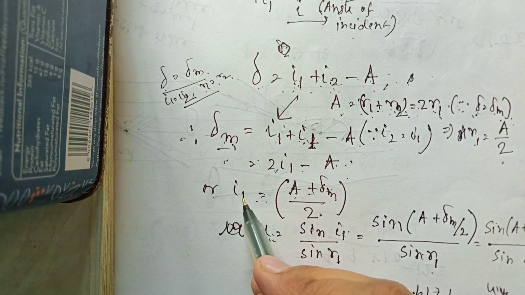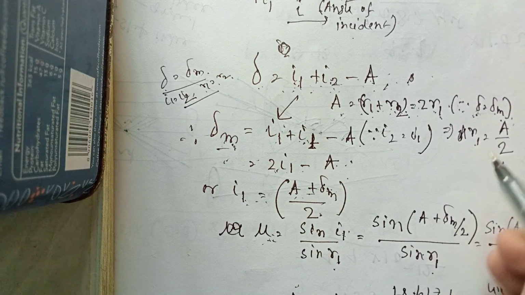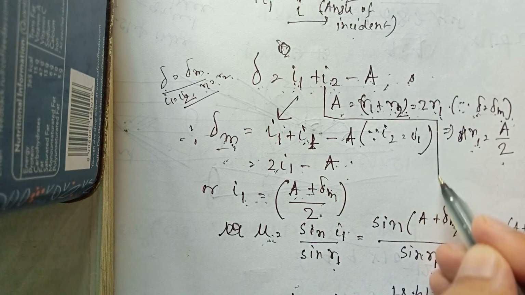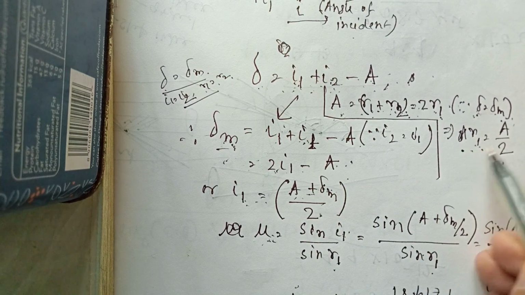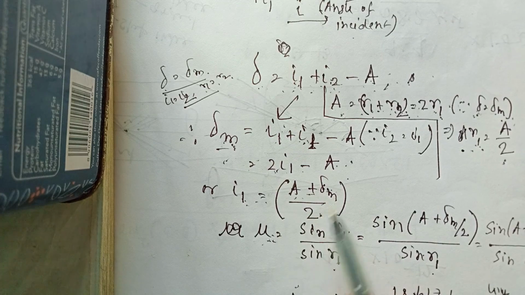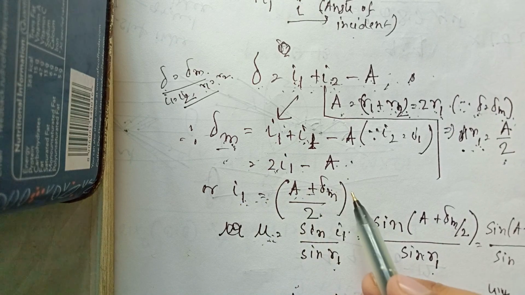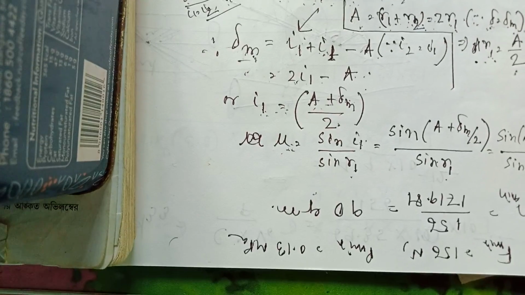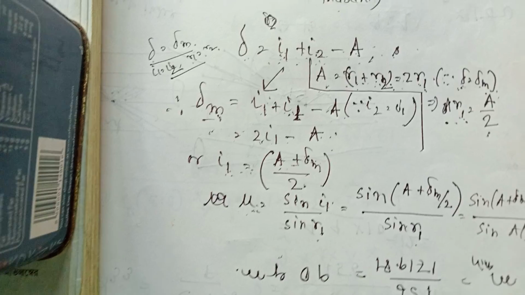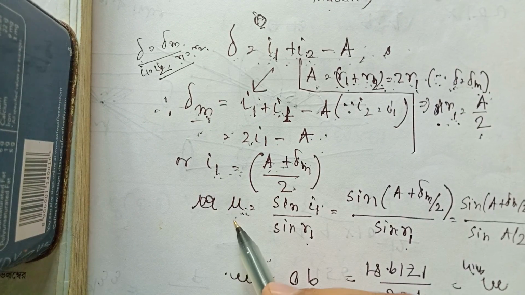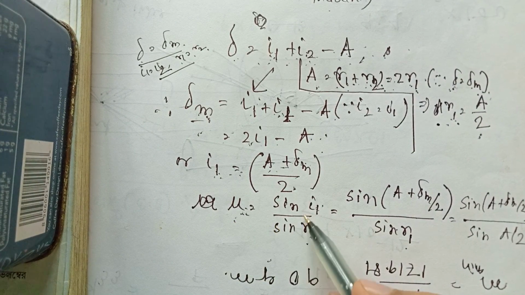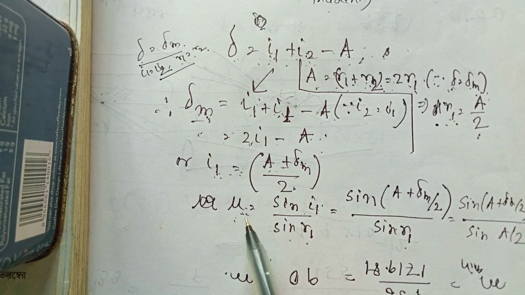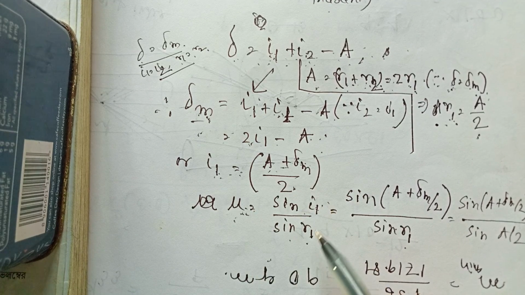So we have two relations for the I1 value and the R1 value. R1 equal to A by 2 and I1 equal to A plus delta M by 2. Now we know that mu equal to sin I by sin R. We know that refractive index equal to sin I by sin R. Here mu should be equal to sin I1 by sin R1.